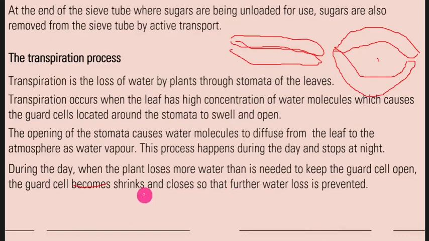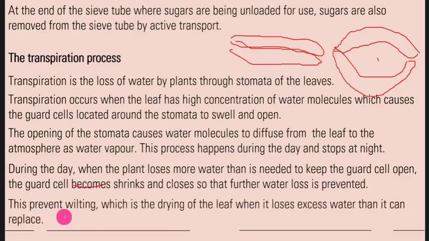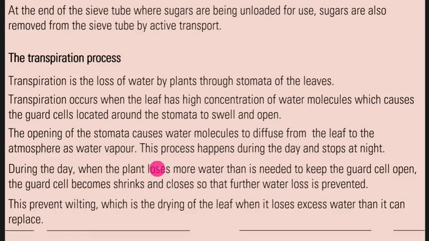So during the day, when the plant loses more water than is needed to keep the guard cell open, the guard cell shrinks and closes so that further water loss is prevented. Okay, so this prevents wilting, which is the drying of leaf when it loses excess water than it can replace. So wilting is the excess loss, so it is prevented by the guard cell, like I have explained. All right, now let's look at the guard cell.